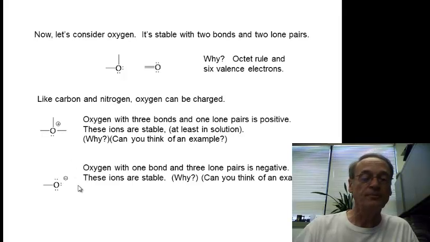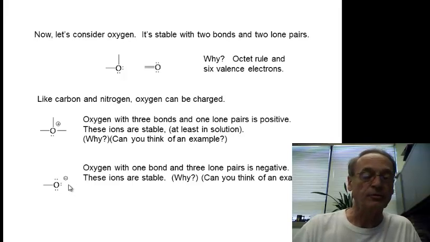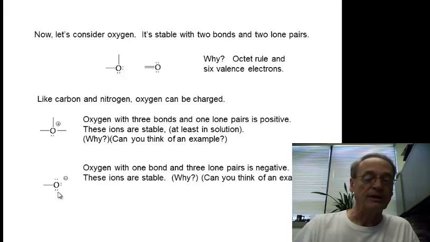That's the basic reason. On the other hand, oxygen can have a negative charge. In this case, it has 3 lone pairs and 1 bond. Again, the octet rule is satisfied, but it has an extra valence electron, 1, 2, 3, 4, 5, 6, 7, and therefore a negative charge. Again, this is a pretty stable situation, and hopefully you can think of several cases in which we've learned ions that have negative oxygen with 3 lone pairs and a single bond.